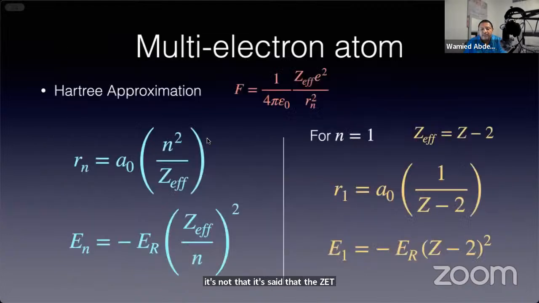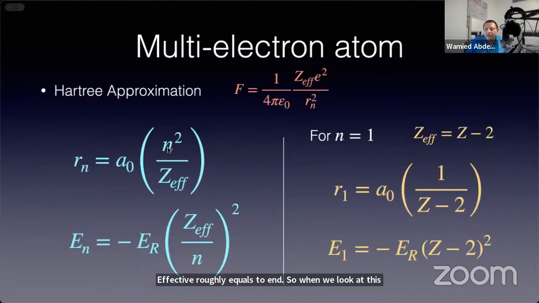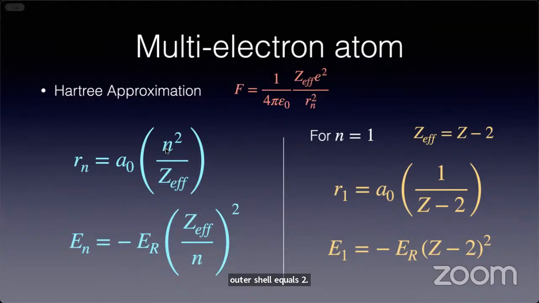So when we look at these formulas here, if we're talking about an outer shell, this Z effective equals N. So N squared over N. Then based on his approximation, he said, okay, the radius of the outer shell equals this Bohr radius multiplied by N. That's his approximation.